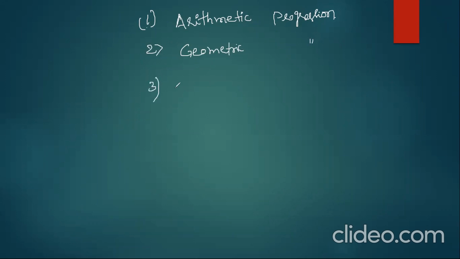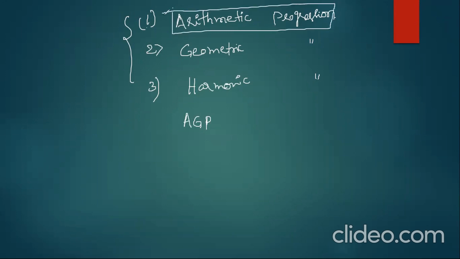Next, harmonic progression. Mainly these three. In addition to that, there are some mixed progressions. Okay, those are AGP. We will study these later. First, let us observe arithmetic progression. Okay, what is arithmetic progression?